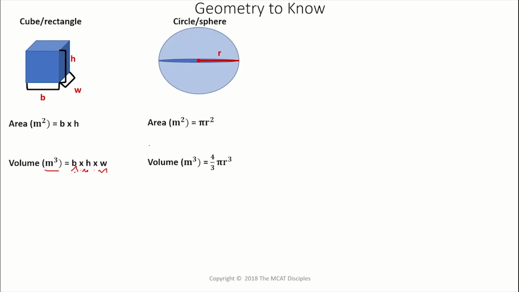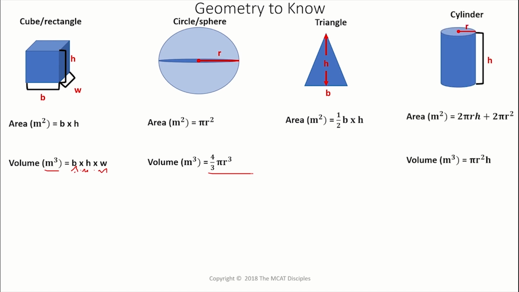Okay. You should know the area of a circle or sphere. The area is pi r squared, and the volume is 4/3 pi r cubed. Worth memorizing for a sphere. Triangle, you should just know area is 1/2 base times height. And then the cylinder, you don't have to memorize this at all. I'm just introducing it to you. Do not memorize this. It's just in case you want to, but I don't think you need to.